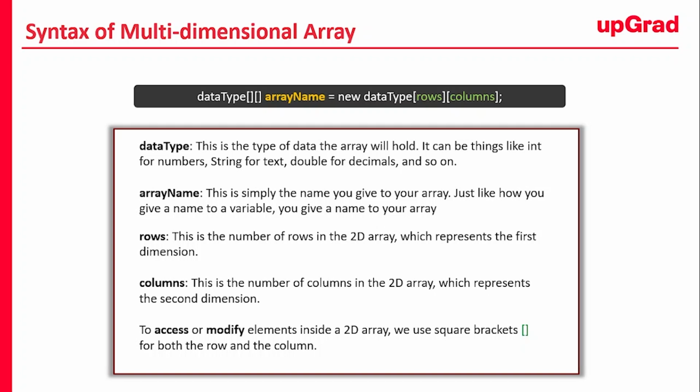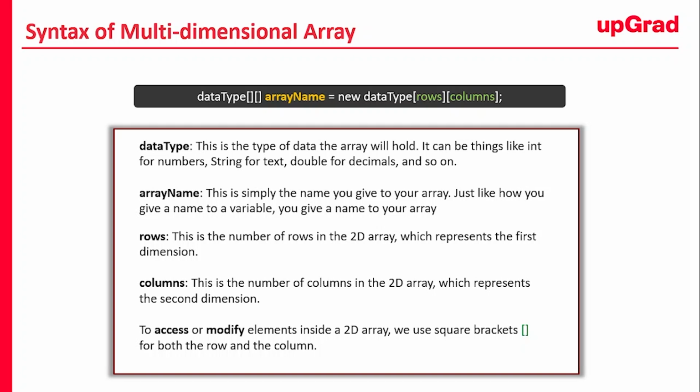Now the array name. This is simply the name you give to your array, just like how you give a name to a variable, so you can use it later in your code. As simple as that. You can name it whatever makes sense to your program. Then comes the rows, as we can see on the screen in the syntax. Rows is the number of rows in the 2D array, which represents the first dimension. Think of it like a table where the rows go horizontally. Then columns. This is the number of columns in the 2D array, which represents the second dimension. Columns go vertically like in a spreadsheet.